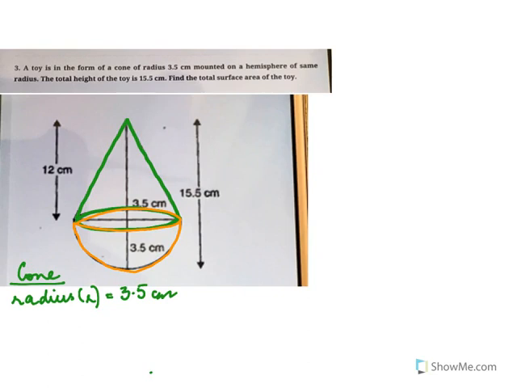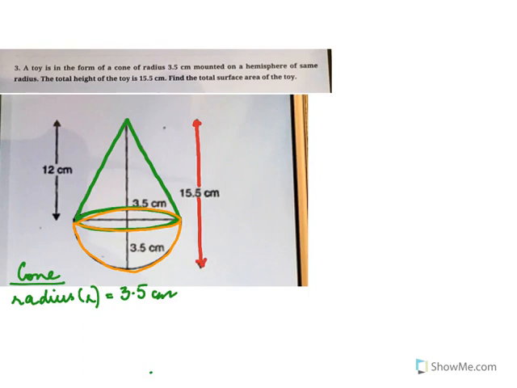The total height of the toy is 15.5. So total height is 15.5. We need to find the surface area.